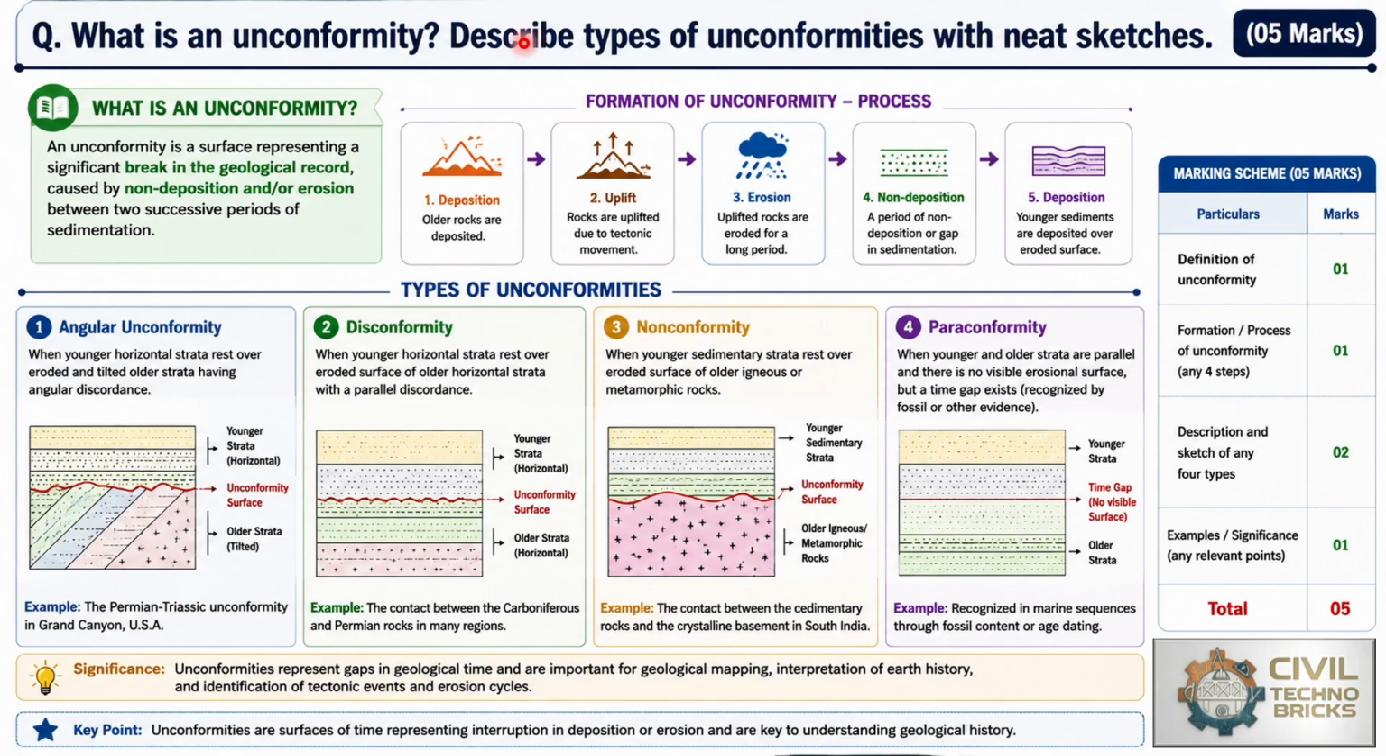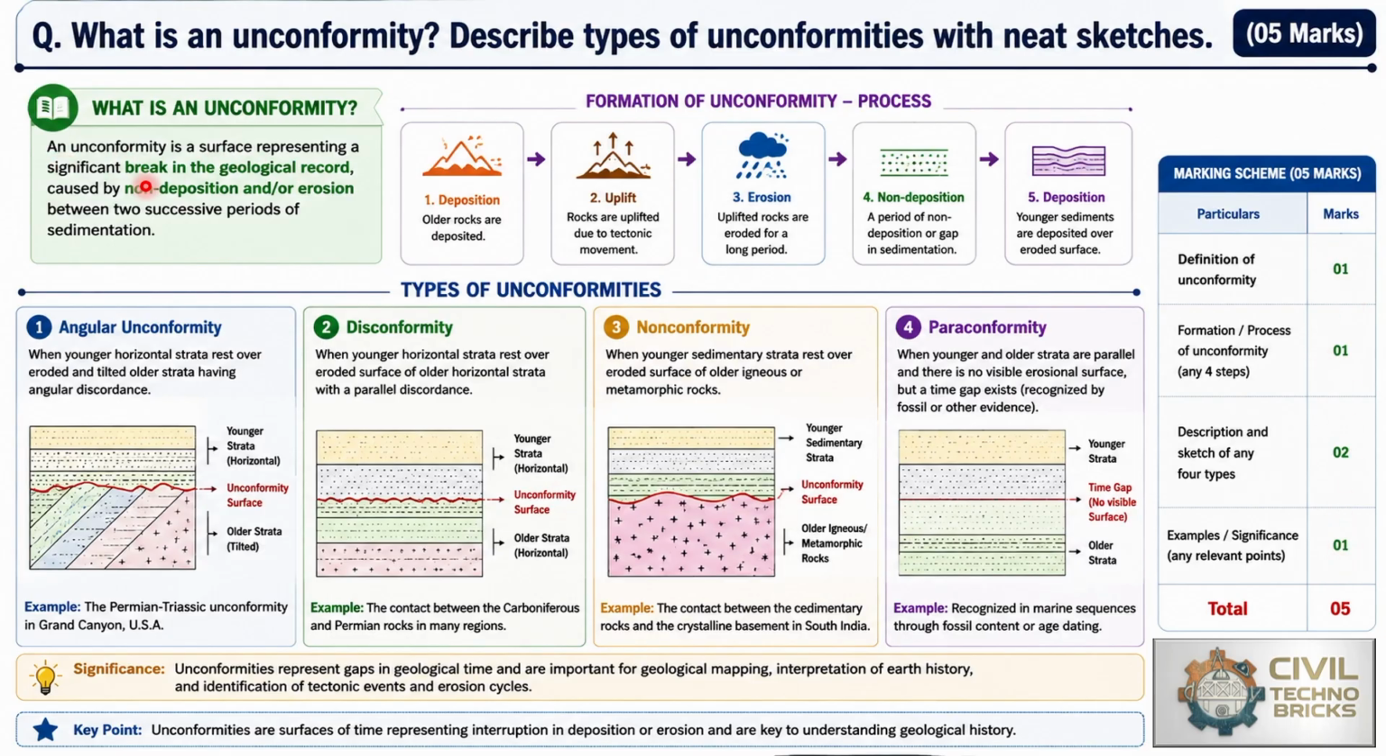Here the question is related to the concept of unconformity, the types of unconformities and their diagrams. What is meant by unconformity? There are types of unconformities with reference to the diagram, and we have to check the formation of unconformity. The question is for 5 marks, so we have to prepare based on that marking scheme.